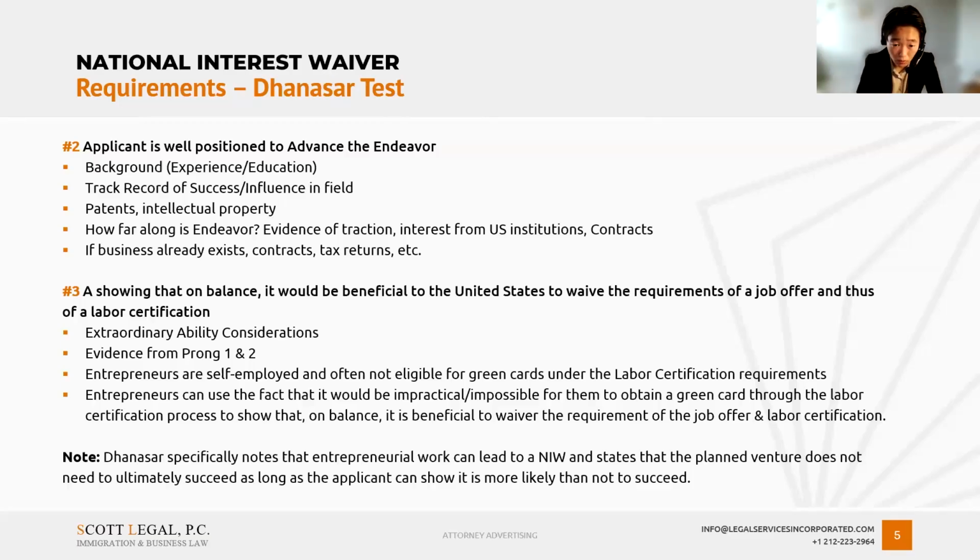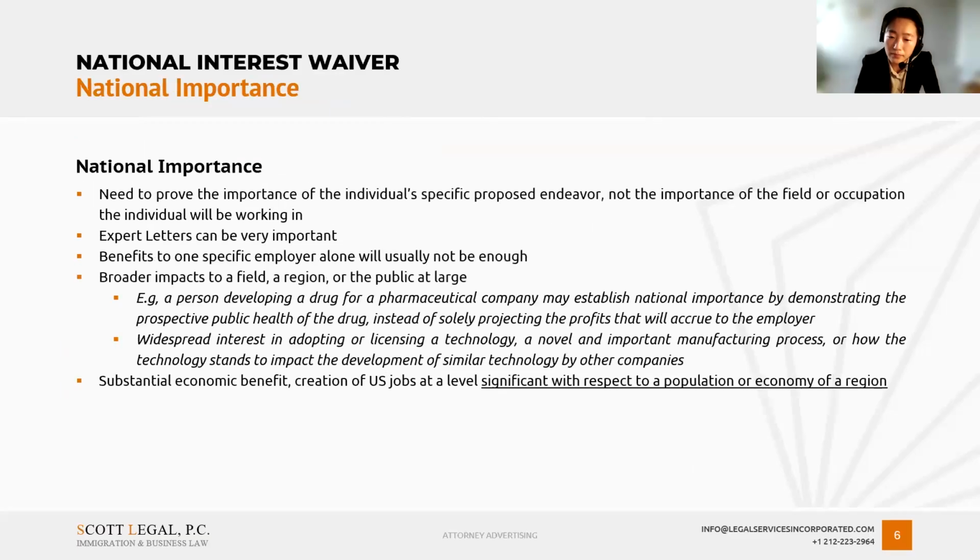Other notes that you can use about entrepreneurs specifically is that entrepreneurs are self-employed and the government knows this, and often they're not eligible for green cards under the traditional labor certification program because you need a US job offer from a different company. So entrepreneurs can use the fact that it would be impractical or impossible for them to otherwise qualify for a green card to their benefit, and also show that on balance, they're going to create jobs in the United States, not taking jobs from the US labor pool. So that can also be one more thumb on the scale to help an entrepreneur petition in prong 3.